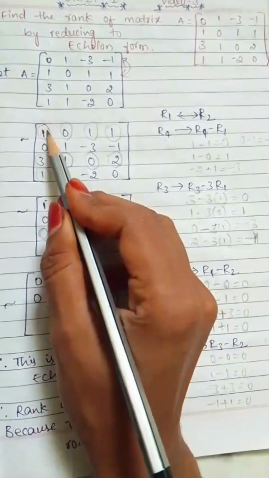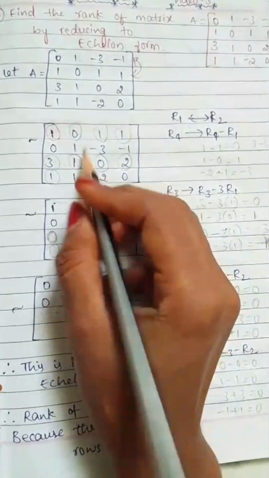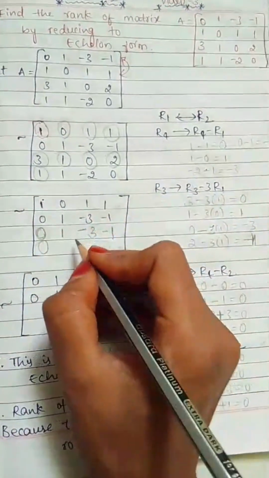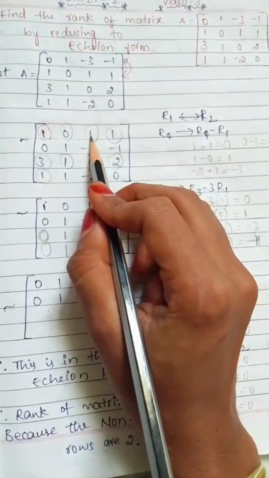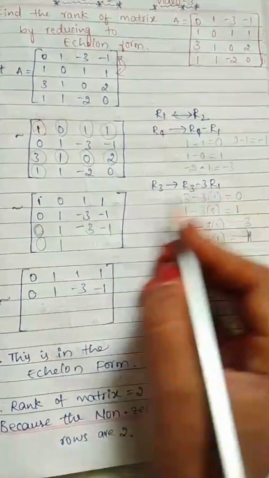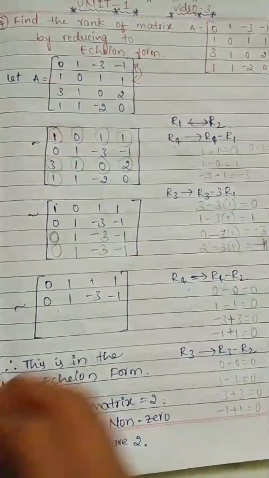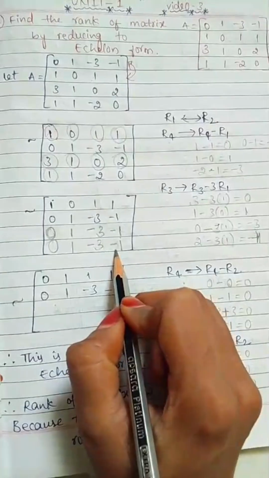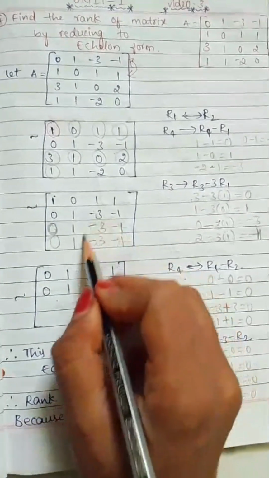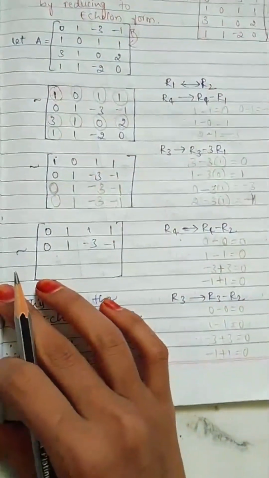For R4, R4 minus R1. R4 is 1, here this one also 1. We will get 0. Write it. Here also 1 minus 0, we will get 1. Here minus 2 minus 1, we will get minus 3. Here 0 minus 1, we will get minus 1. Here I got almost all the same numbers, but I want to change these to zeros. Then I have to do other operations again.